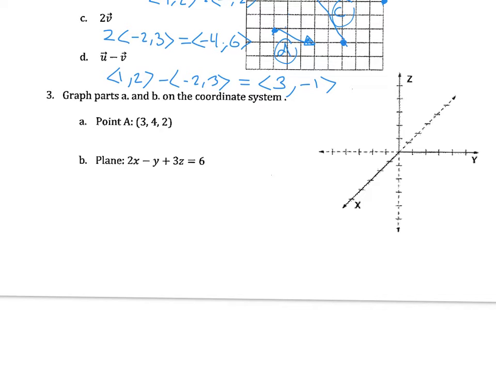So the first task is to plot point A. And I'm going to do that in three phases. I want to show how much it's displaced in the x direction, how much in the y, and how much in the z. And I'm going to do that by starting at the origin. I'm going to leave a trail. I'm going to first move 3 units in the positive x direction. So 1, 2, 3. And then I'm going to move 4 units in the positive y direction. Now, to do that, I'm going to move directly to the right, making 1, 2, 3, 4, a path that's parallel to the y-axis.